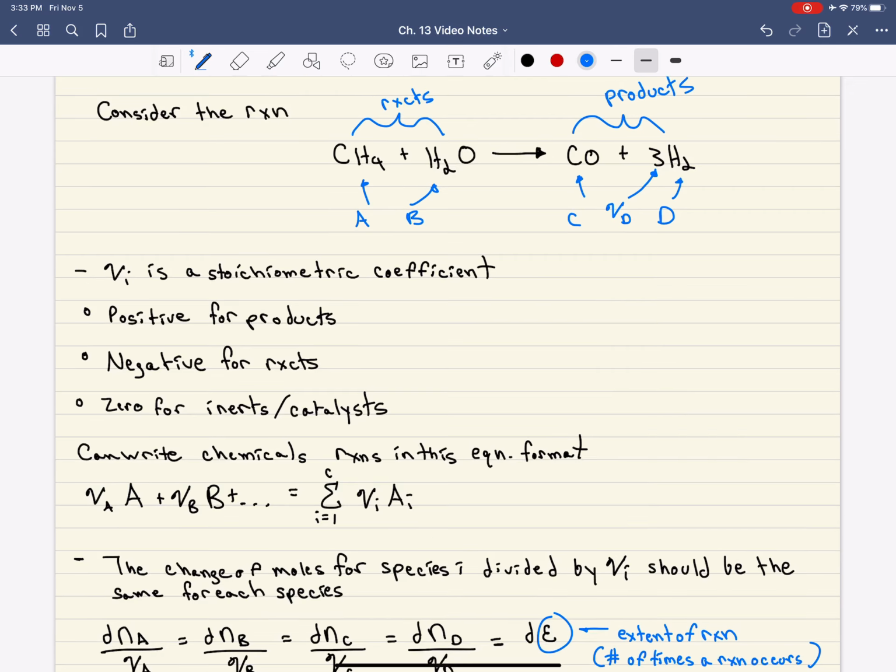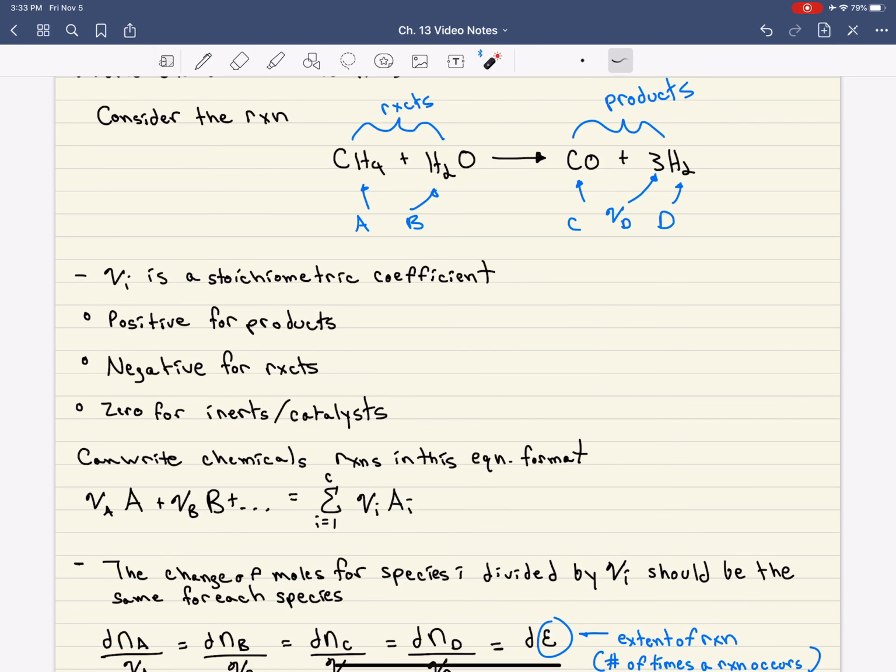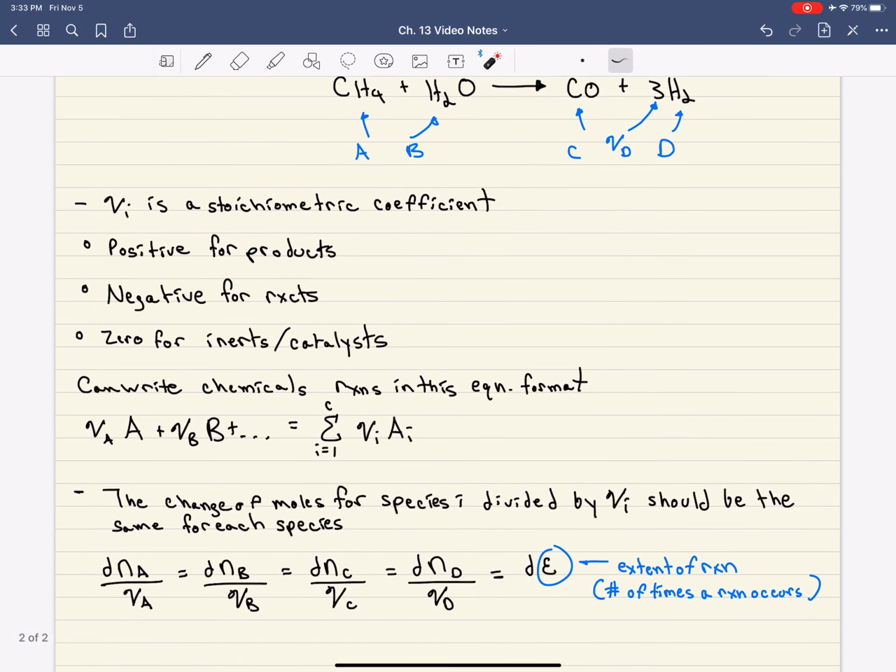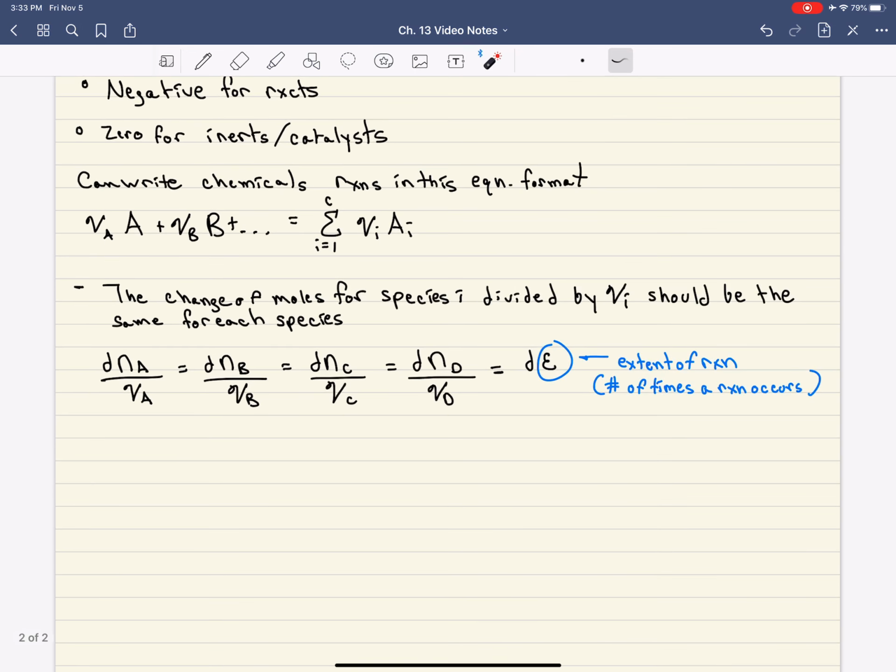So, for instance, let's say you ran a reaction that produced 1 mole of carbon monoxide, and then you did a separate reaction which produced 2 moles of carbon monoxide, right? You would say that that second reaction had an extent of reaction that was twice as large as the first reaction because you were able to produce more product. So in any case, the extent of reaction, just think of it as the number of times a reaction occurs.